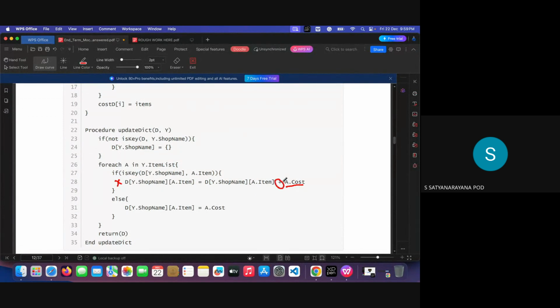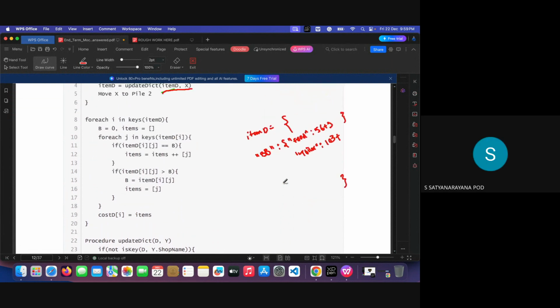Is it clear? Shop wise, item wise, sum of costs are maintained in the dictionary. Fine? Understood? Sir, can you explain once again?